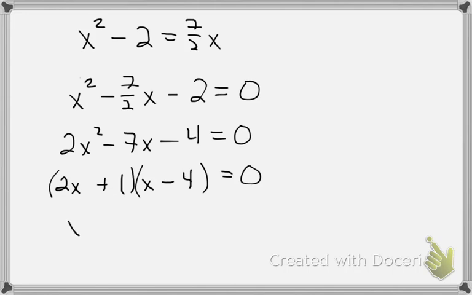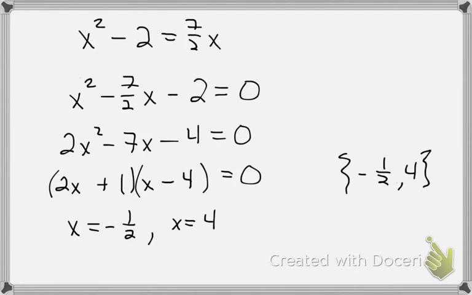In which case we get x equals negative 1/2 and x equals 4 as our solutions. Those are our solutions. Are these real? Are these rational? Yeah, as promised by the discriminant. All right.